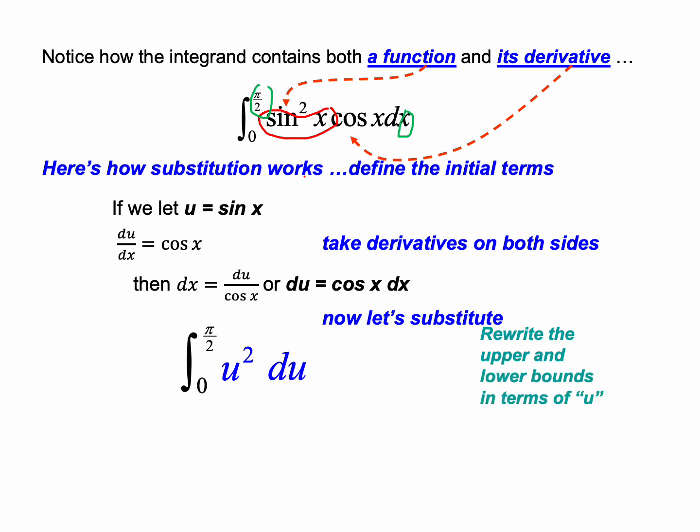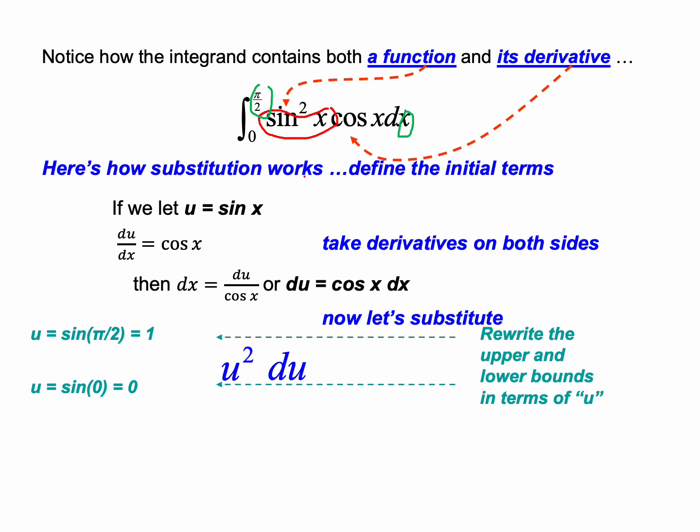So we need to rewrite also the upper and the lower to be in terms of u, because what's given to us is in terms of x. So here we change them to be in terms of u. To do that, we know that u is sine x. So that means u is sine pi over 2, so it will be 1, and u is sine 0 will be 0. So the new integration will be from 0 to 1. And here we don't need to get back the integration. Directly we integrate u to the power 3 over 3.